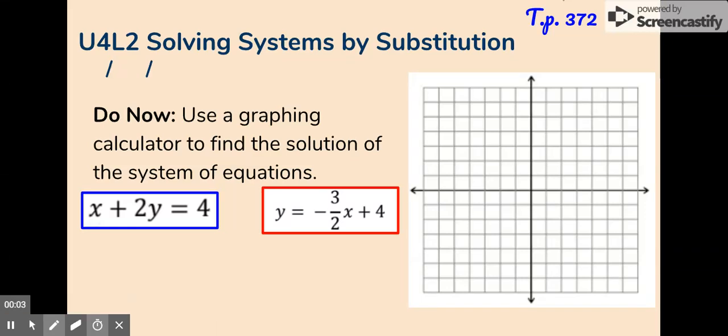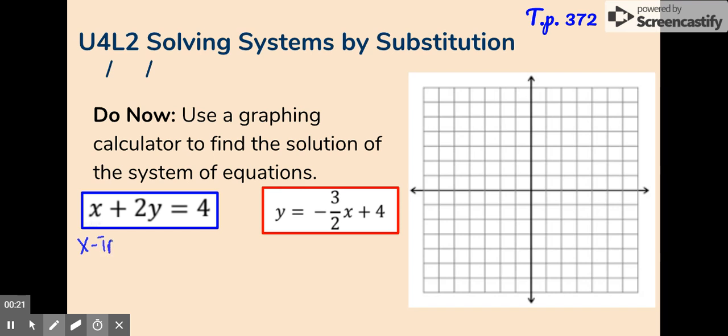Okay, we are going to graph these two equations in one system. And the first one, let's look at the blue. This is not written in slope-intercept form. So I'm going to use the x and y intercepts.